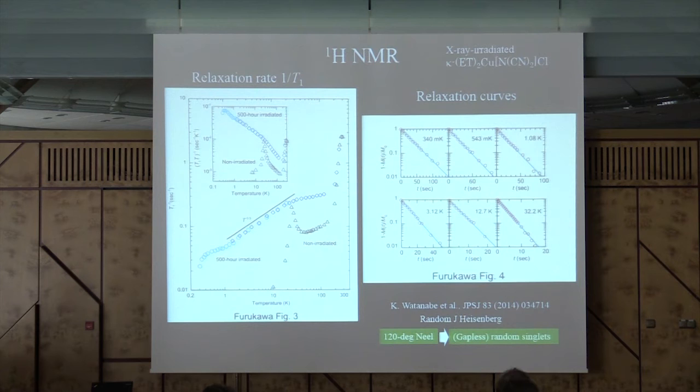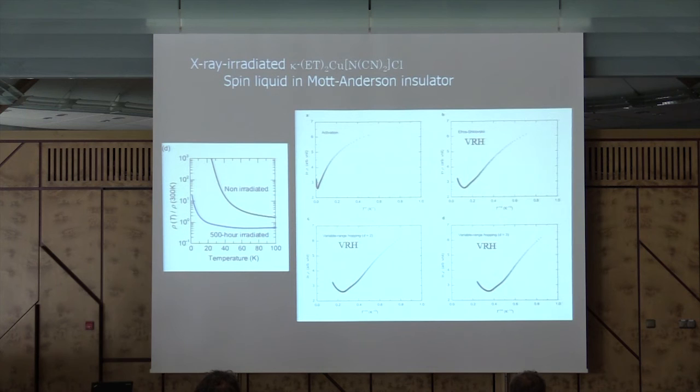So why does one do an experiment of irradiating for 500 hours? Oh, no. Before that, our colleague Sasaki-san at Tokyo University did a systematic study of the resistivity change against the irradiation time. 500 hours is enough to influence the resistivity data. This is a very important point: by accelerated irradiation, what is affected is not only the spins, but the charge degrees of freedom.